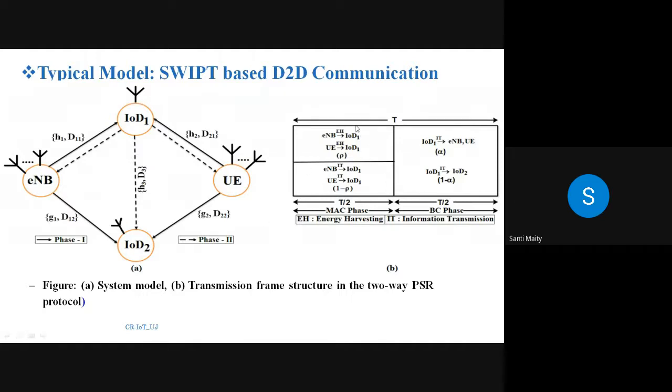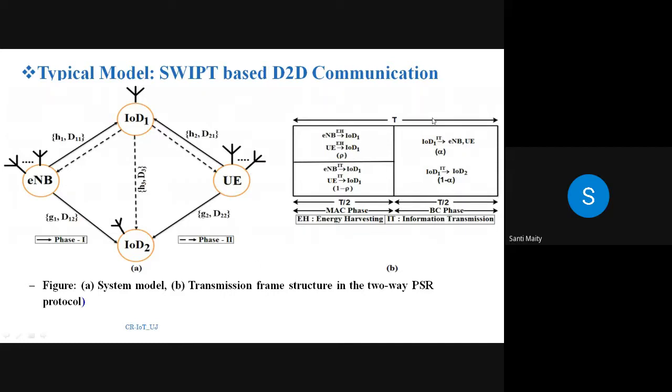So in the first time slot, in the MAC protocol, these IoT devices harvest energy as well as process information. That's why it is called the SWIPT protocol. What does this mean? Simultaneous wireless information and power transfer. It means the received signals are used for energy harvesting as well as information processing. So this is a simultaneous wireless information and power transfer protocol based D2D communication, for IoT device communications.